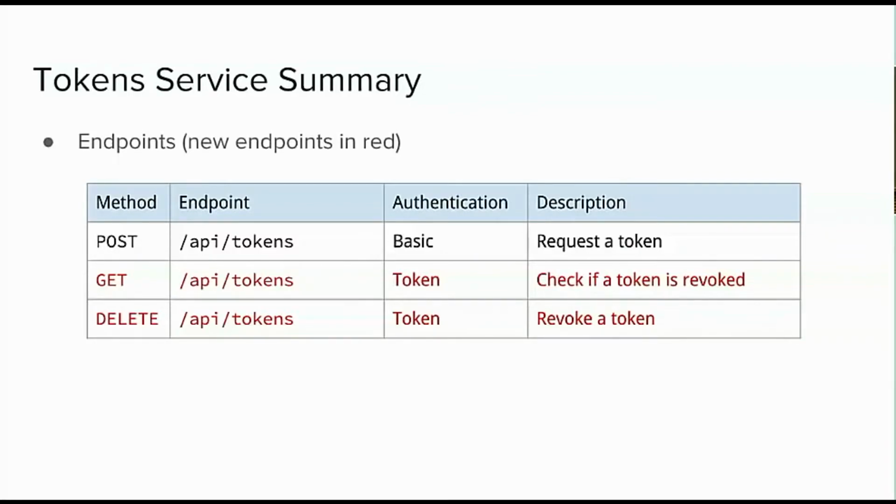So we had the POST request to request the token, and now we need to check if a token is revoked or not. That's going to be a GET request on the same endpoint, so API tokens. And then we need a way to revoke a token, and we had that in the original app. This is the one that I didn't implement in the first release of tokens. So that's going to be the DELETE request, and you pass the token in the headers of the request. So we need to implement these two.